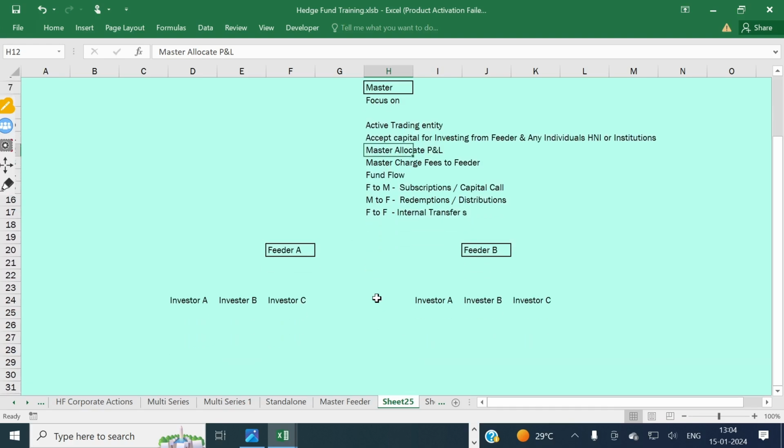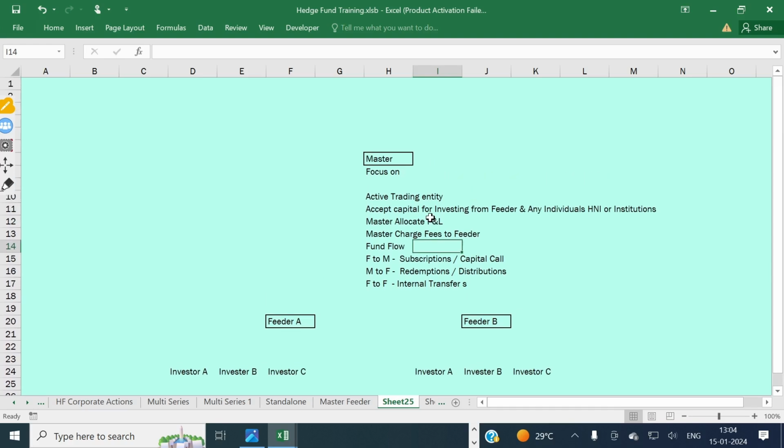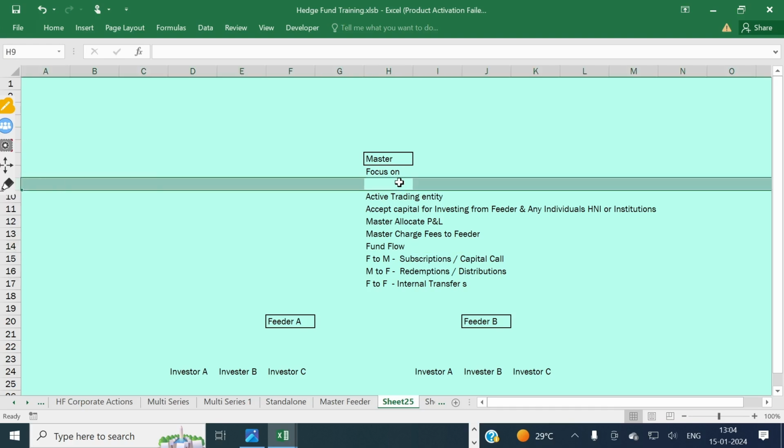And if I talk about your questions now, what would be the questions around this? Questions could be: does it allow an individual or HNI to directly invest in the master instead of feeders? Is it allowed? Yes, it is allowed. They can invest. Then second, when a feeder invests in the master, how does that accounting work? Okay, this one is important.